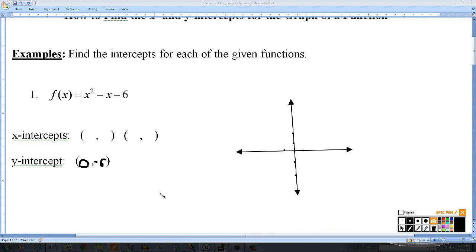Okay. Now, if I want to find the x-intercepts, the y value, which in this case is represented by f of x, has to be 0. So that means I want to know, when is this thing equal to 0? So x squared minus x minus 6 is equal to 0. It's a quadratic, so I can factor that into x minus 3 and x plus 2.